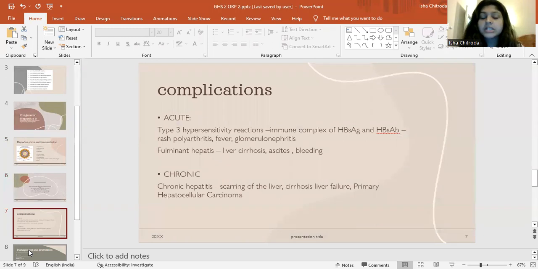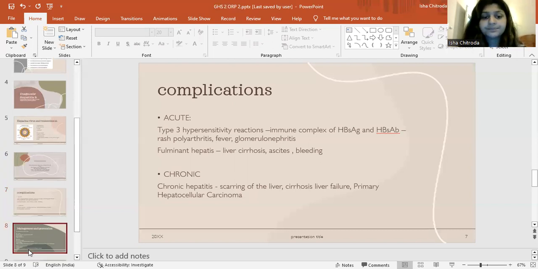There are two types of complications: acute and chronic. So acute, you have type 3 hypersensitivity, which is basically immune complex deposition, the HBsAg and anti-HBsAg. It's going to cause rash, polyarthritis, fever, glomerulonephritis, and polyarteritis nodosa. And fulminant hepatitis, which is basically liver cirrhosis, ascites, or bleeding. And then in chronic, you have chronic hepatitis, which can be scarring of the liver, basically it can lead to cirrhosis, liver failure, primary hepatocellular carcinoma.